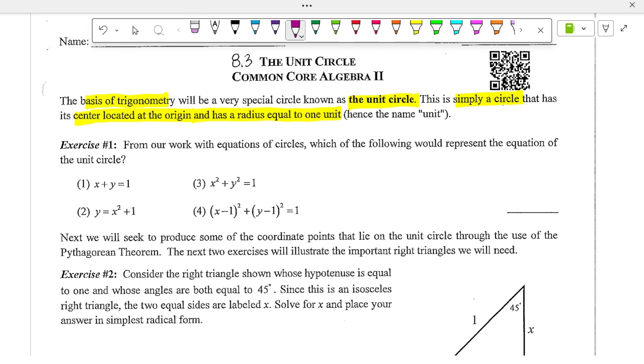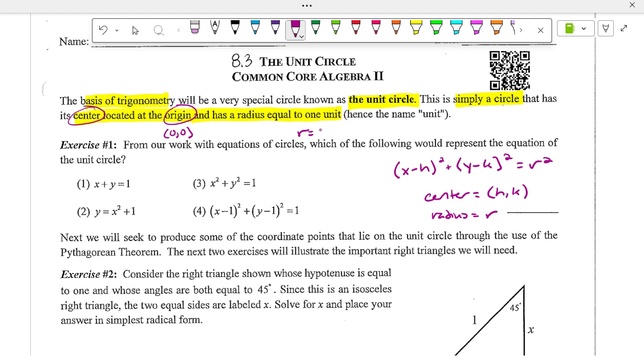So to recall, the formula for the equation of the circle is (x minus h) squared plus (y minus k) squared is equal to r squared, where your center is equal to (h, k) and your radius is equal to r. So what do they say my center is at for the unit circle? The center is where? At the origin, so that's the point (0, 0). What's the radius? They told us the radius is 1. So you can just plug that in. So I have (x minus 0) squared plus (y minus 0) squared is equal to 1 squared.